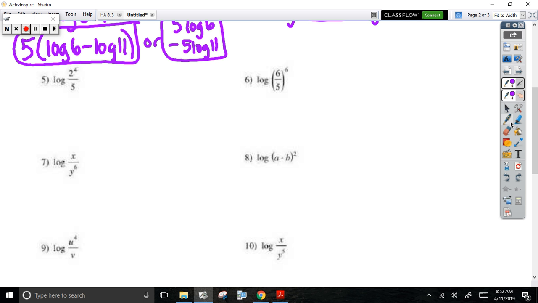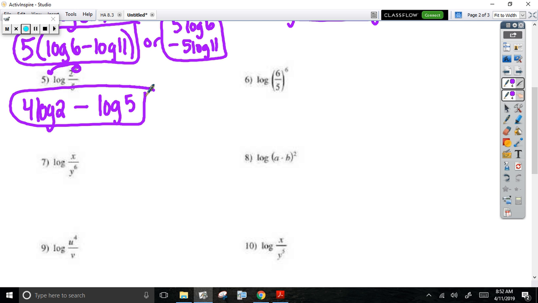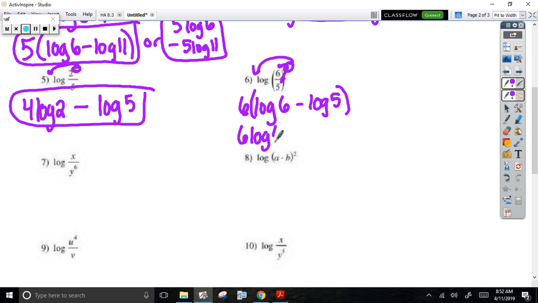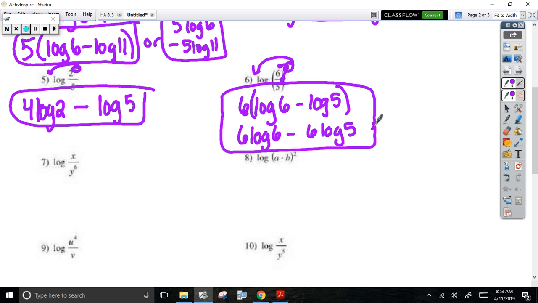So we have quotient and we have our power property. So again, that power is going to come out front and become 4 log 2 minus, which is the change for our division, log 5. Again, since this one is outside of both of them, you can either distribute it to each one or you can pull the 6 out front first. So it'll be 6 log 6 minus log 5. You either need to have parentheses around that or you need to distribute the 6 to each one. On your quiz, I would accept either answer without any point deduction.